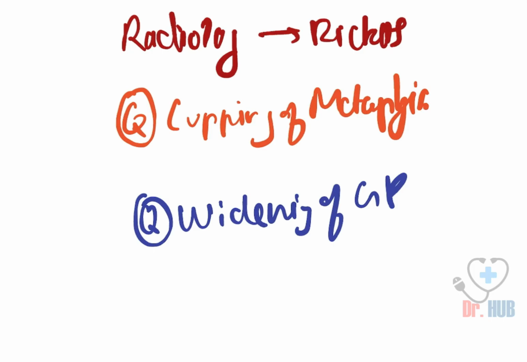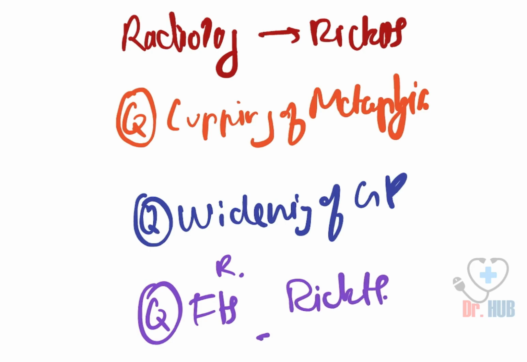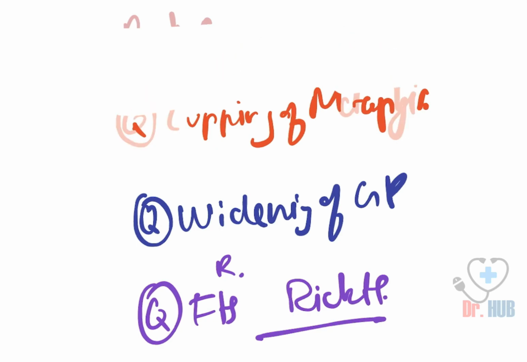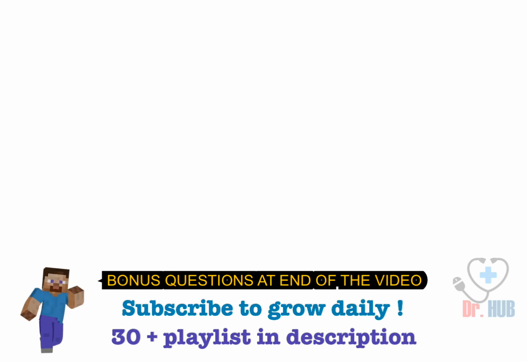The third question is, name all the radiological features in rickets, just the heading. So we'll find out the answers to all these questions in this video. And there are some questions for the viewers and it has to be answered in the comments. It is there at the end of the video.